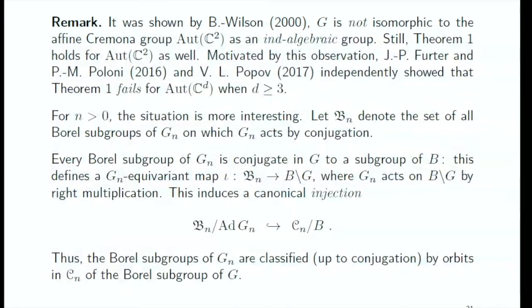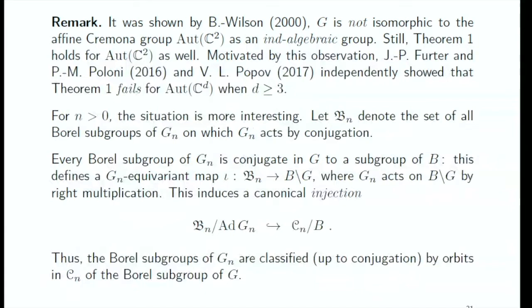Replacing G by Gm. And the situation is the following. So let's consider the set of all Borel subgroups of Gm, on which, of course, Gm acts by conjugation. Then one can show that every Borel subgroup in Gm is conjugate to a subgroup of G, and this gives a Gm equivariant map from the set Bn to G mod B.